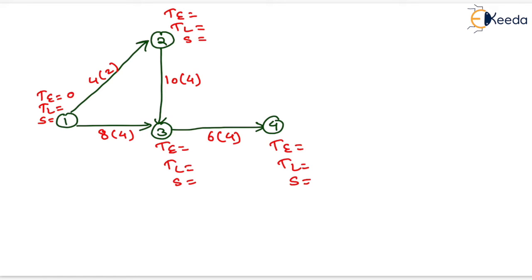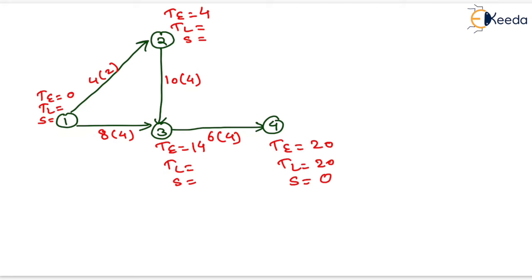Now 0 plus 4 equals to 4 here. 4 plus 10, 14, and 0 plus 8, 8. Now the maximum value will be written here, that is 14. 14 plus 6 equals to 20 for this. Now if TL value is not given for the final end event, then it will be equals to TE, that is 20, and slack will be equals to 0 because it will be the difference of TE and TL.